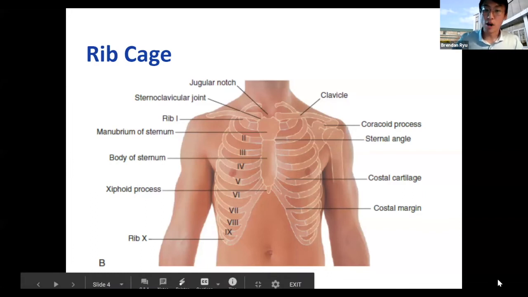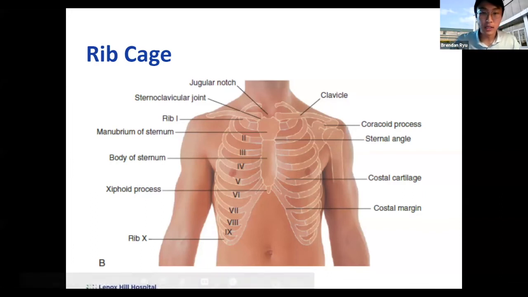And the xiphoid process is the very pointy process at the very bottom, attached to the body of the sternum. You can feel it if you press down on the non-rib area and feel up, and that should be the xiphoid process. It's a pretty delicate process.